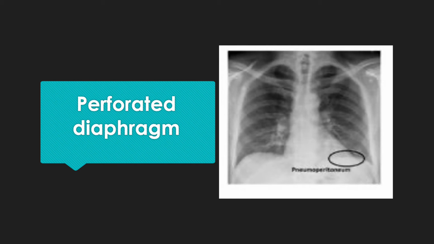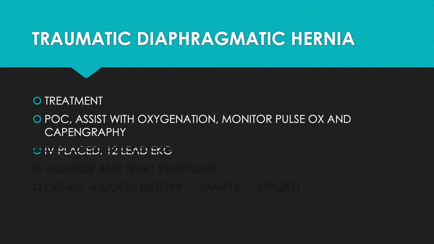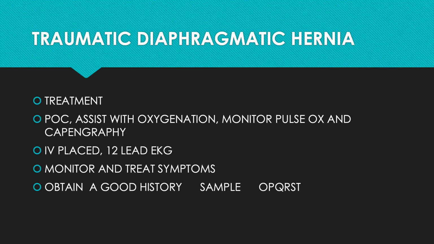Perforated diaphragm, also known as a traumatic diaphragmatic hernia. How you treat this patient is put them in the position of comfort, assist with oxygenation, monitor your pulse ox and capnography if needed. You'll want to get a 12 lead and an IV placed. Monitor and treat your symptoms.